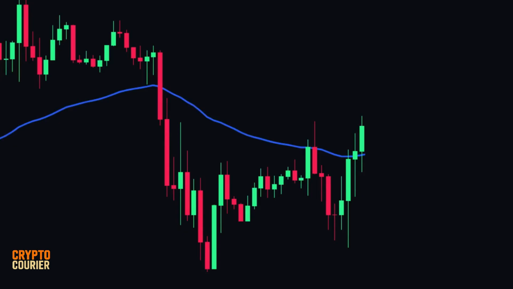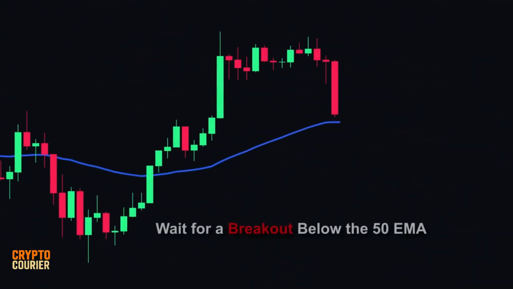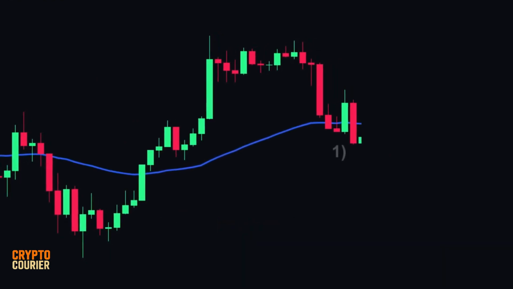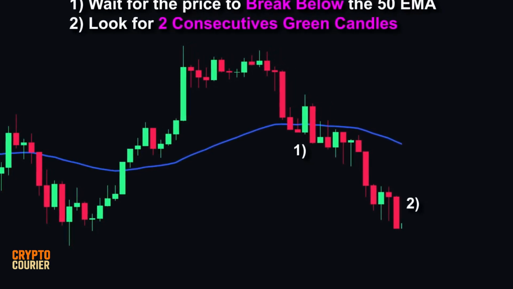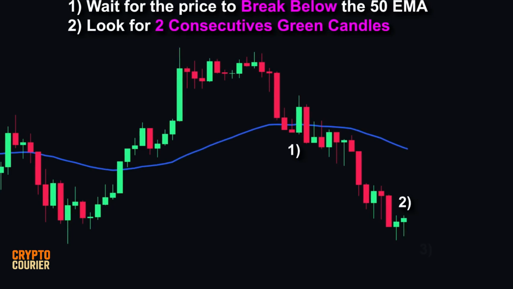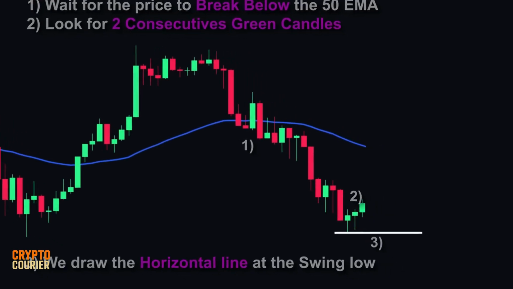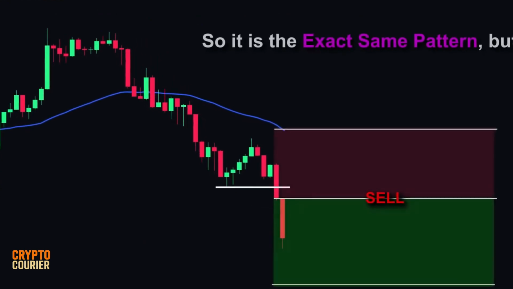If we take a chart that's trading above the 50 EMA, such as this one, wait for it to break out below it and then begin our strategy by following the exact same steps, which in this case, we wait for the price to break below the 50 EMA. So when we get a dip below it, we're then going to look for two consecutive green candles so that we can draw the horizontal line at the swing low. And then when price reverses and dips below that low, that's where we have a sell opportunity. So it's the exact same pattern, but in the opposite direction.